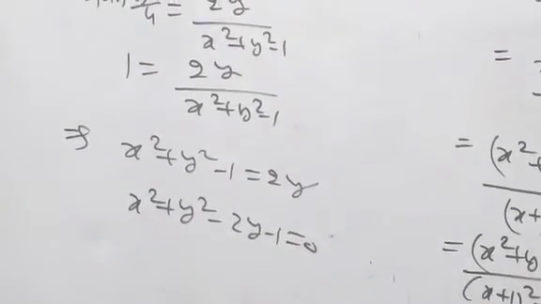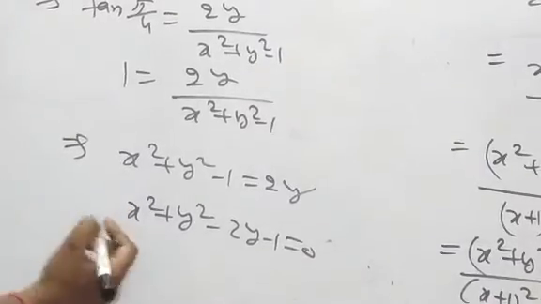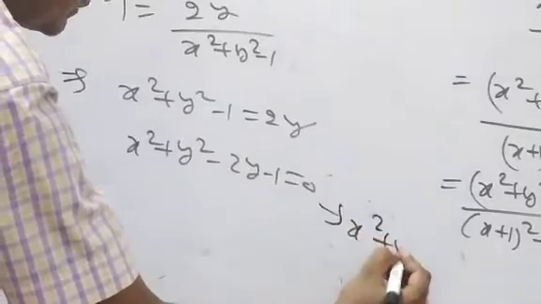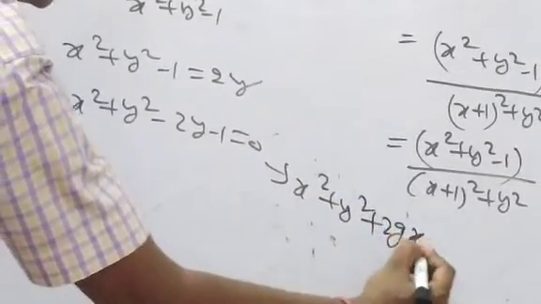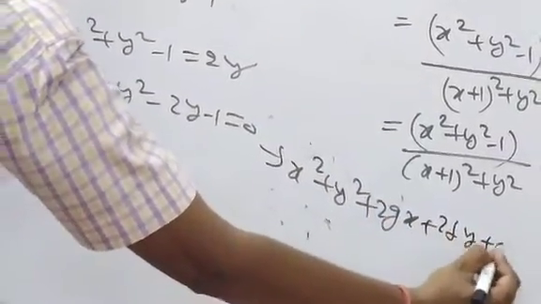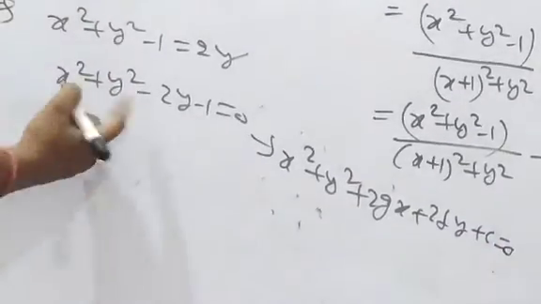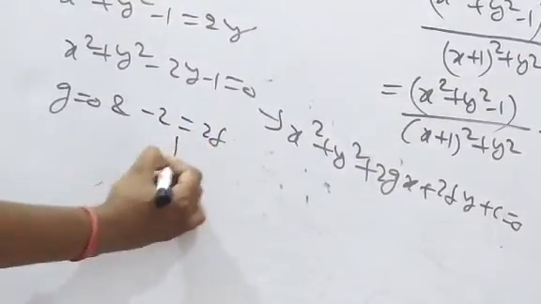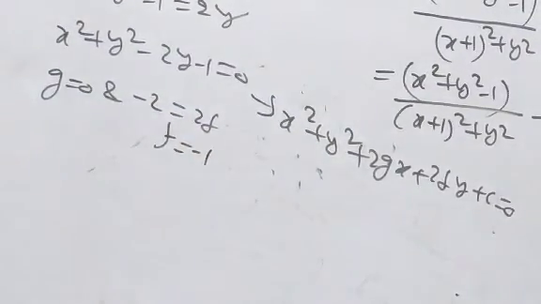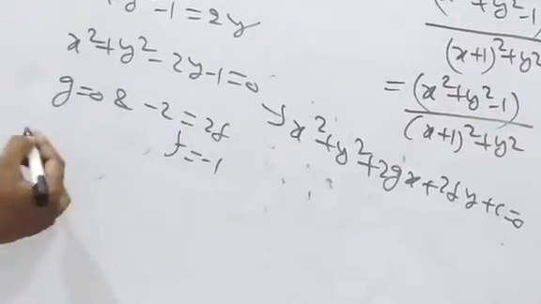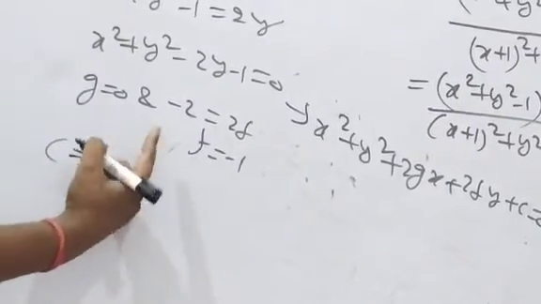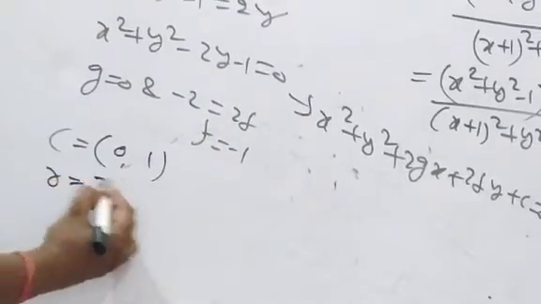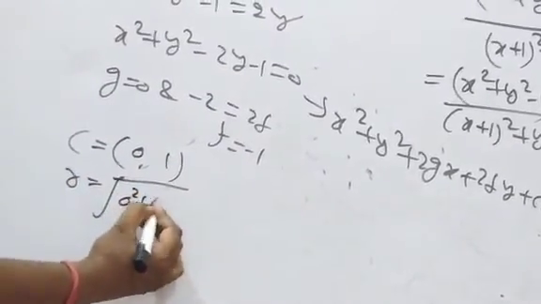Understood? Now comparing with the given equation, x square plus y square plus 2gx plus 2fy plus c is equal to 0. Now g is equal to 0, minus 2 is equal to 2f, f is equal to minus 1. Okay? Now find the center: minus g and minus f, means 0 and 1. Radius is equal to what? g square means 0 square plus 1 square.